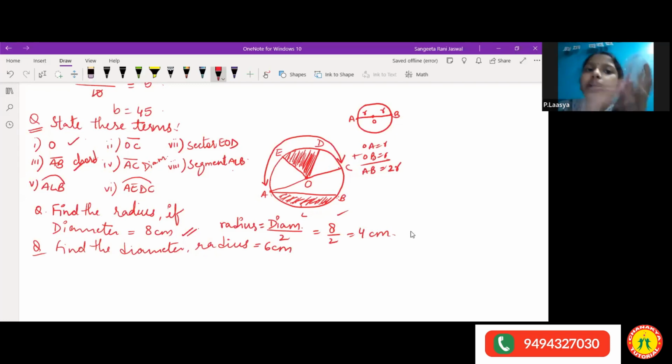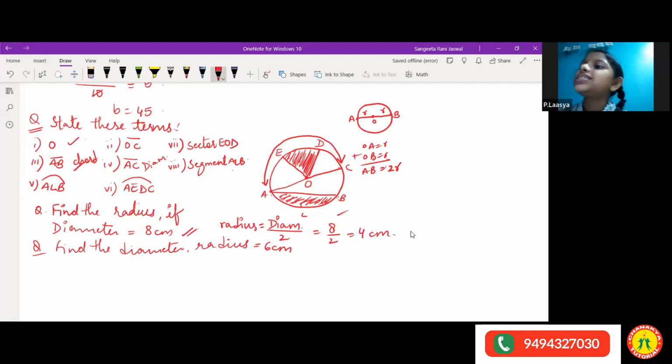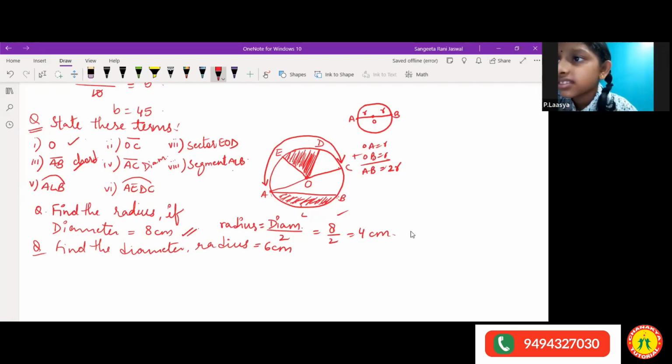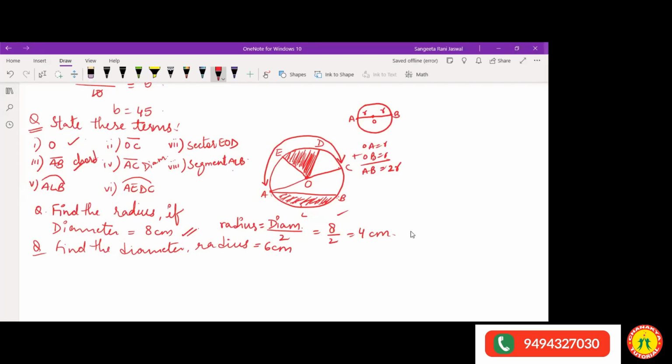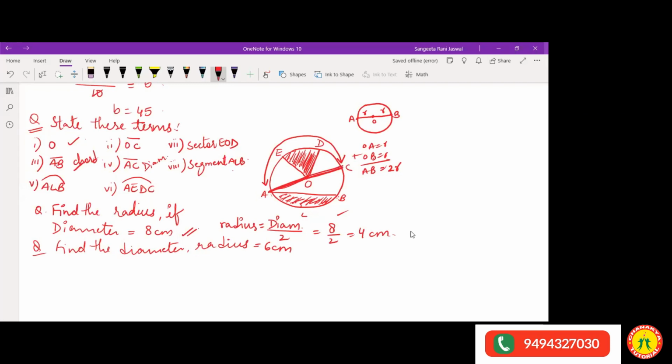We can increase it, ma'am. Here O is the center and AC is the diameter. Its diameter is made by two radii. This is one radius and this is another radius. Both the radii are joined in a line and it's making a diameter.